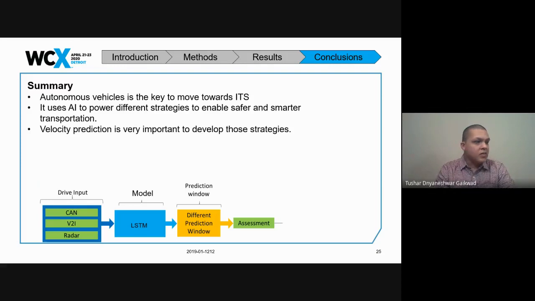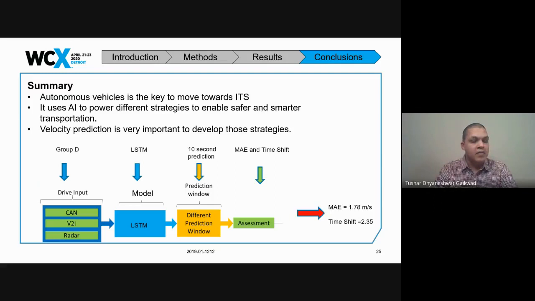Now we'll talk about the summary of the research. We talked about the importance of automobile vehicle technology towards moving ITS. It uses AI to power different strategies to enable safer and smarter transportation. We also observed why vehicle velocity prediction is an important part of implementing those strategies. We used a vehicle velocity prediction strategy where group D is used as input to the LSTM model, and when we predict for 10 seconds and assess the results based on MAE and time shift, we get the best possible solution, which is MAE of 1.78 meters per second and time shift of 2.35 seconds.